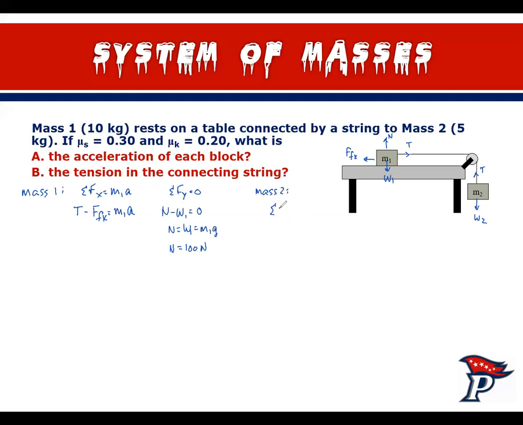For mass 2, the good thing about the hanging mass is it's always going to be the same. Right? So again, W2, if we're making down positive, minus tension equals M2 times A. So if I come over here and say, okay, well, tension I don't know, tension minus coefficient of kinetic friction times normal force equals M1A. Tension equals, coefficient of kinetic friction was 0.2, times the normal force, which we know is 100, equals M1, which was 10, times A.